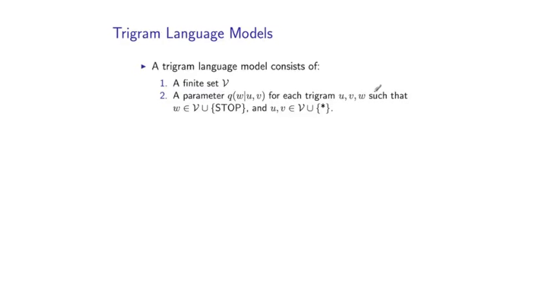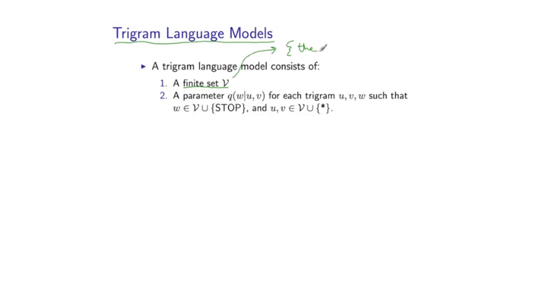So now we'll see how we can apply these ideas very directly to the language modeling problem. We'll see how trigram language models can be derived as a direct application of second-order Markov processes. So a trigram language model will consist of two things. Firstly, we'll have some finite set V, which is just going to be the vocabulary in the language model in exactly the same way as before.